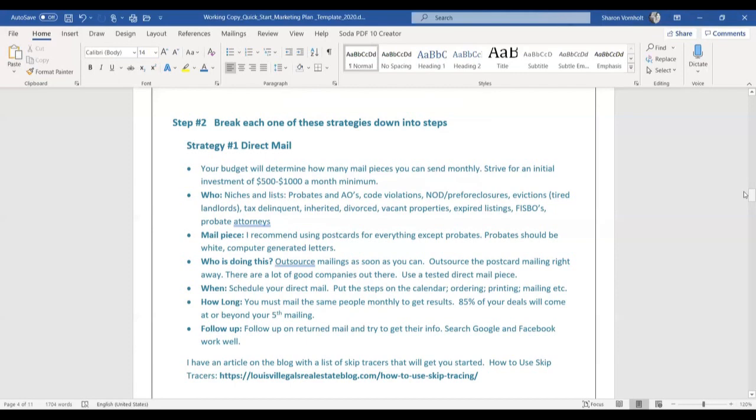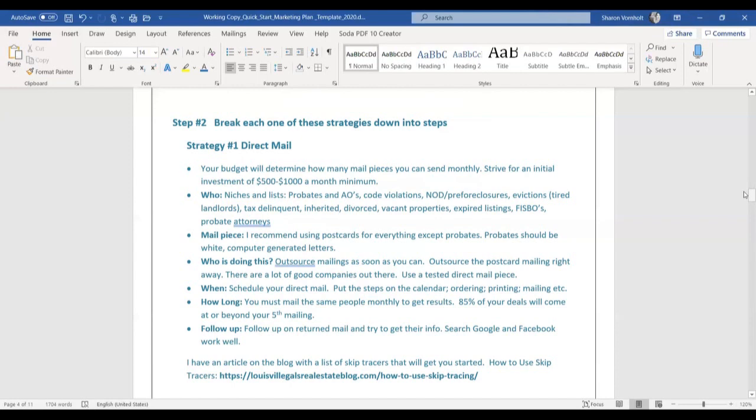Now, the next thing you're going to have to decide on is your mail piece. Are you going to use postcards or letters? I used to use letters for everything, and they were definitely more costly than using postcards. Now, for probates, I feel very strongly they should be white computer generated letters. Other people say use handwritten letters.